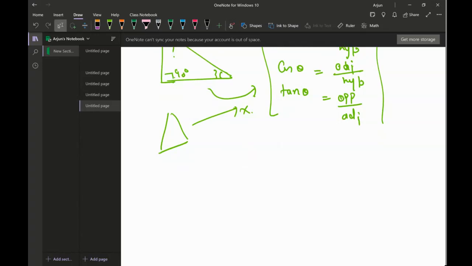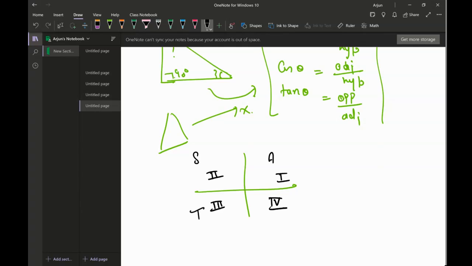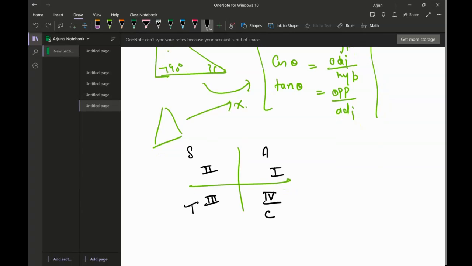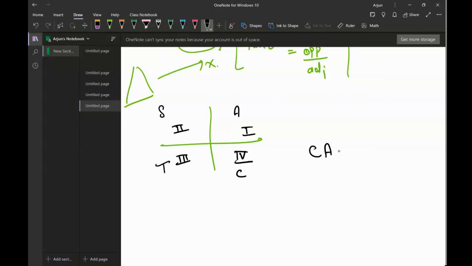Now, if I draw a quadrant system, first of all, this is the first quadrant, this is the second quadrant, this is the third quadrant, and this one is the fourth quadrant. Here, all the trig ratios are positive. Here, only sine is positive. Here, tangent is positive. Here, cosine is positive. So you can remember it as CAST also.